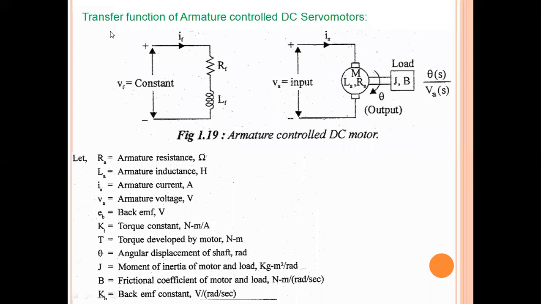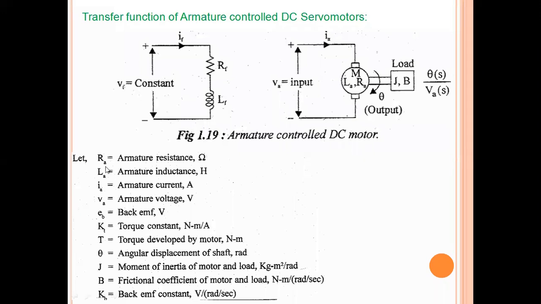So in order to obtain the transfer function of the given DC servo motor, the transfer function is output to the input, which are in Laplace domain. So the output is theta. So the Laplace transform will be theta of s by VA of s, where VA of s is the armature voltage, theta is the displacement.